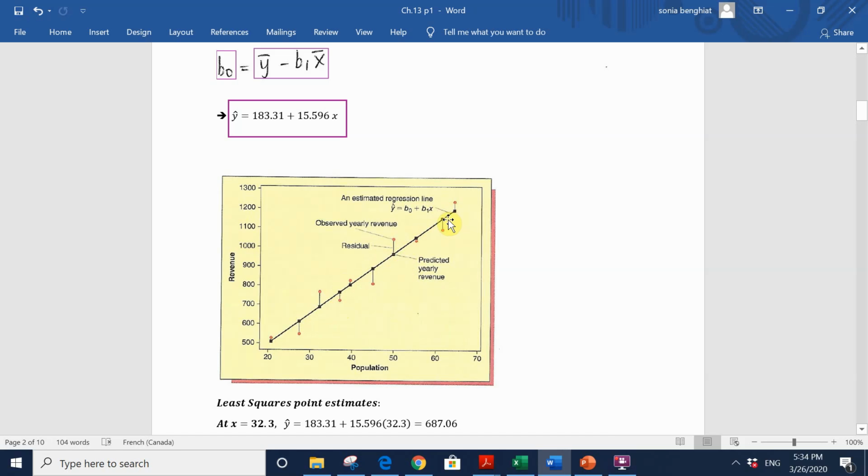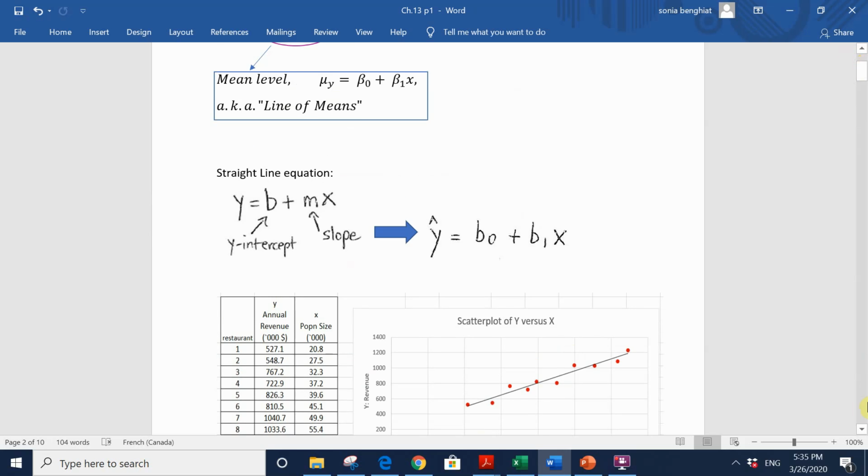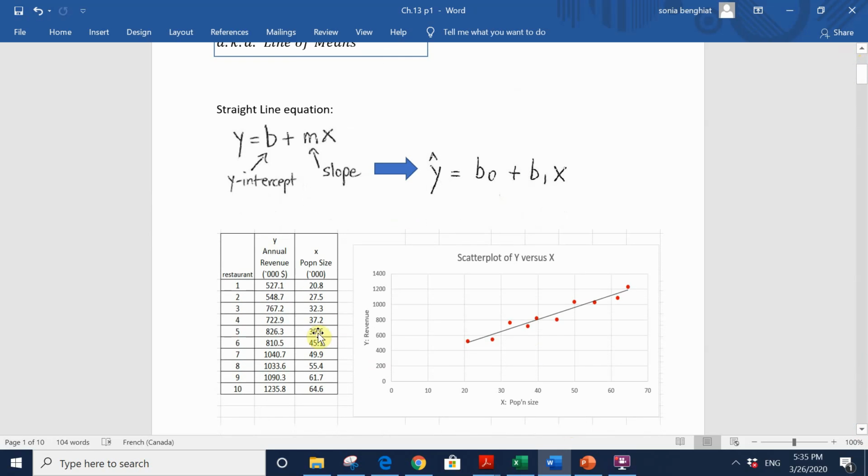Okay. Let's not forget that this line of means is used to explain y. It is also used to predict y. For instance, I've got a range of values for x in my sample. Let me scroll down, and here we are. My range of values for x goes from 20.8 thousand to 64.6 thousand. That's my range for population size.